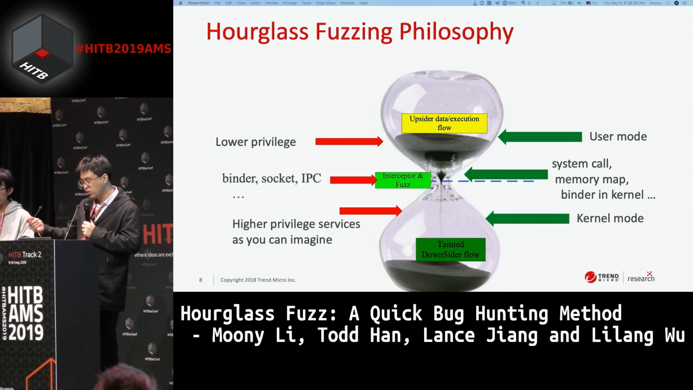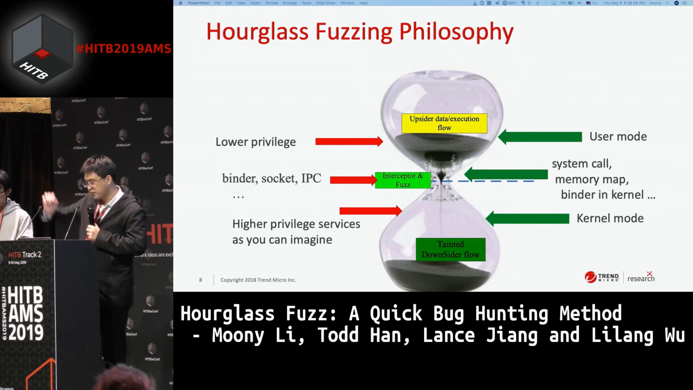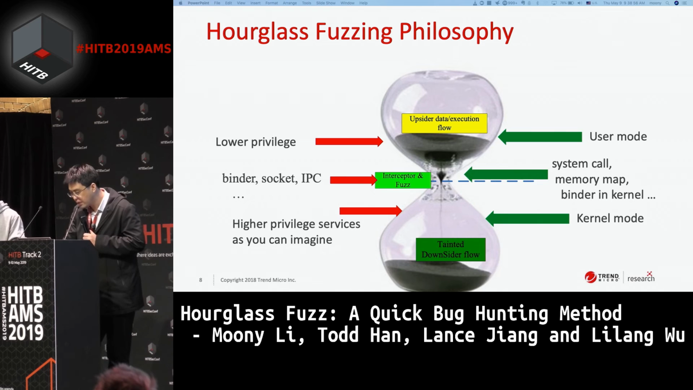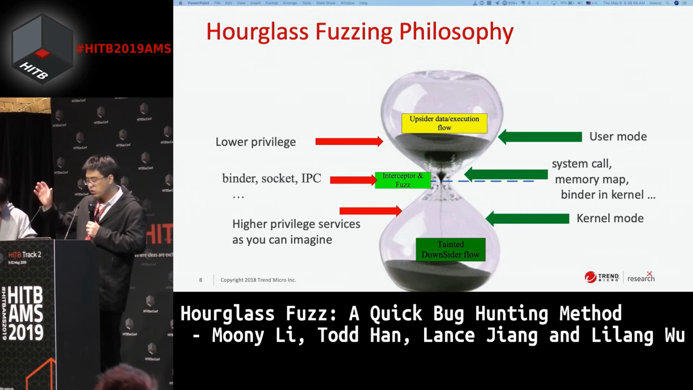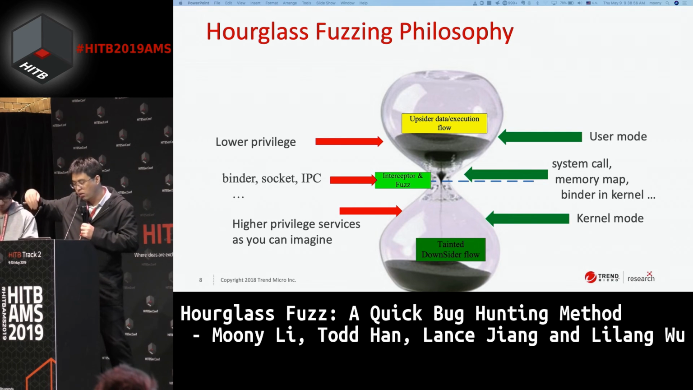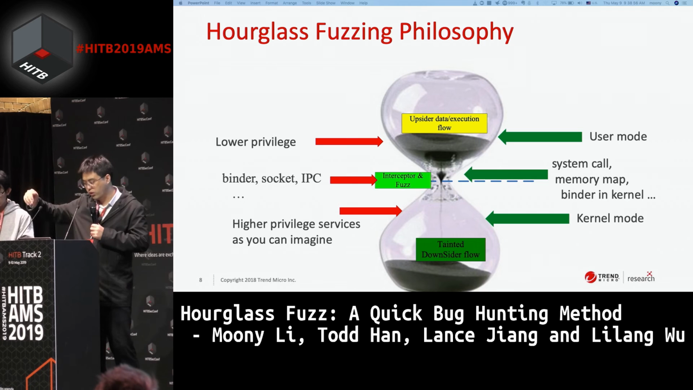Take Android kernel fuzzing, for example. The upper side means user mode data delivery or code execution, and the lower part means the kernel part. And the bottleneck means the mode switch channels, such as system call, memory map, binder, and so forth.